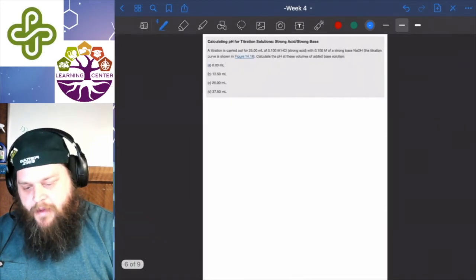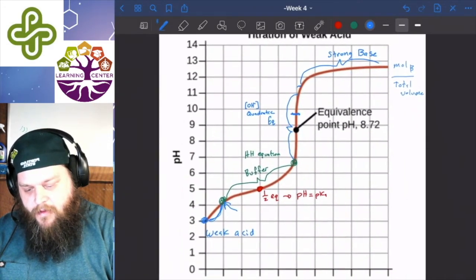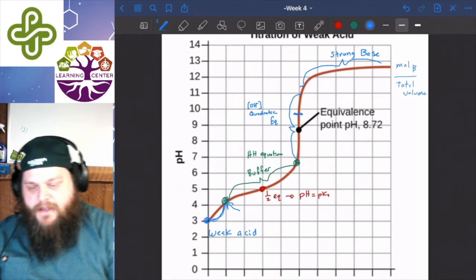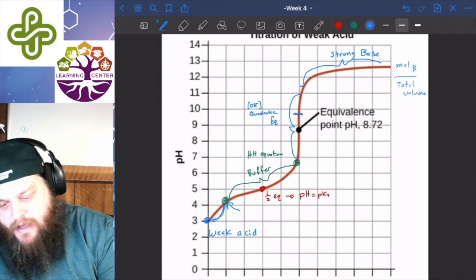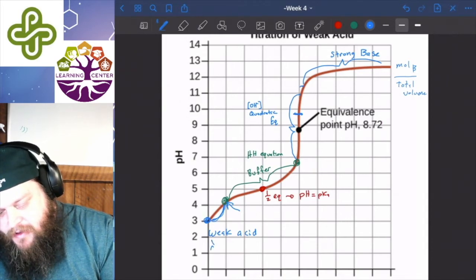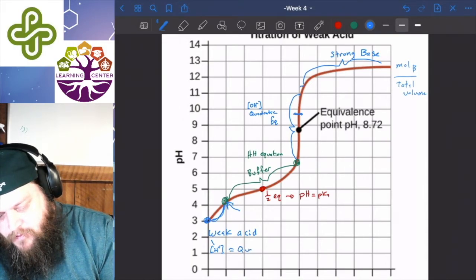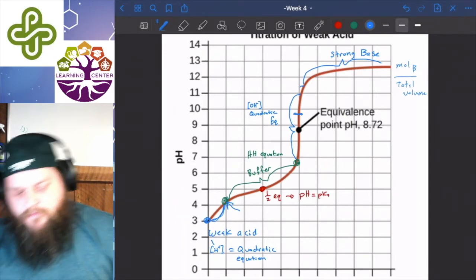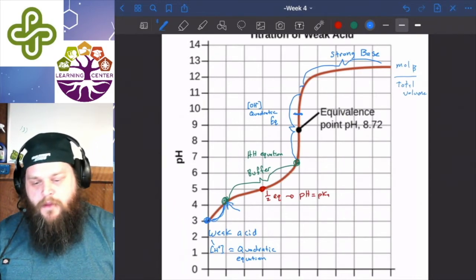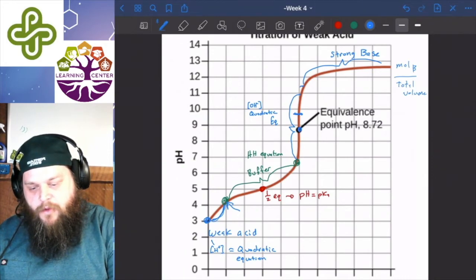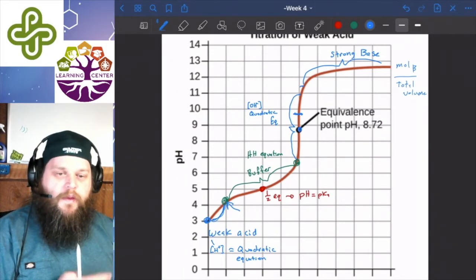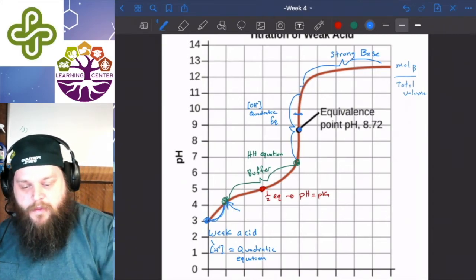If you want, I can flip back to here. I didn't say it here, and I probably should have. I said it here. When it's a weak acid, we want to use the quadratic equation for a weak acid. Similar, just the same idea, when we're at an equivalence point, we want to use the quadratic equation for the weak base, because at that point you have a weak base in there, essentially.